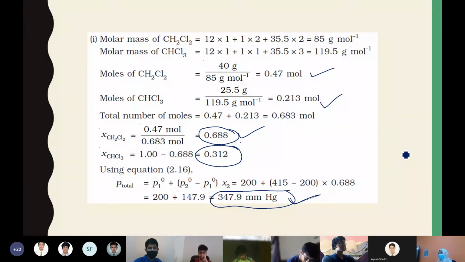Are you all getting it? 347.9. 346.2. One digit off, they usually give marks. 347.135. Is that fine? Okay, that's okay.